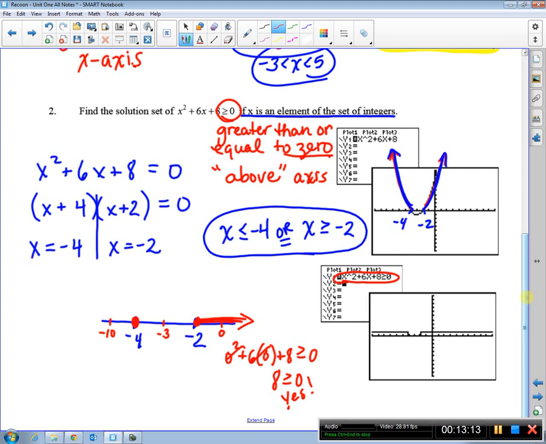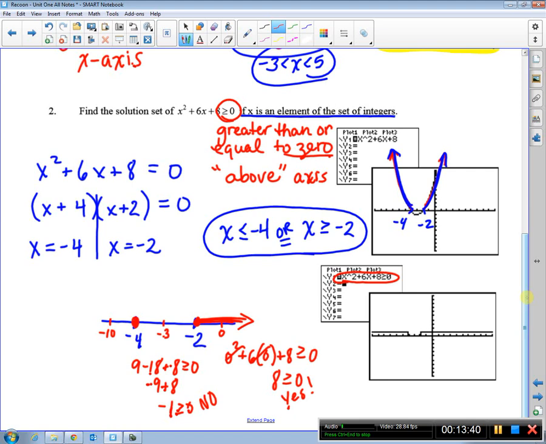assume. Let's check -3. -3 squared plus 6 times -3 plus 8. We're checking if it's greater than or equal to 0. So we've got -9 plus 8, which is -1. -1 is not greater than or equal to 0. So we are not shading there.